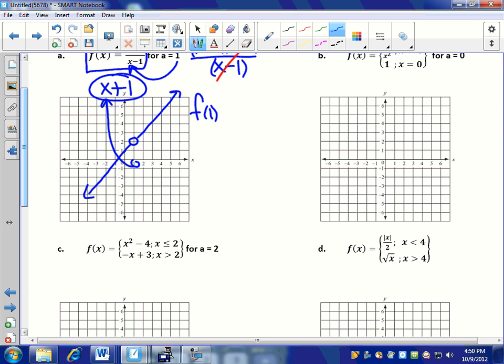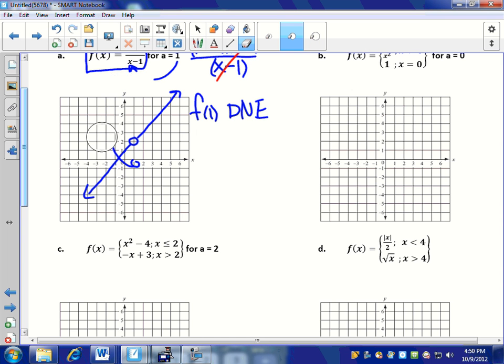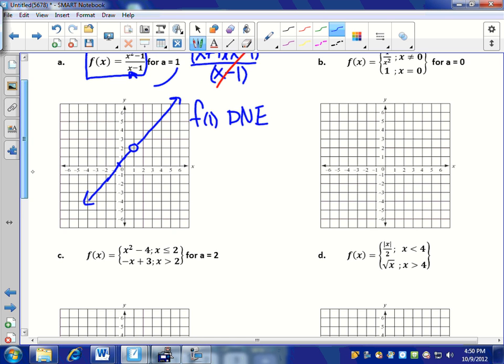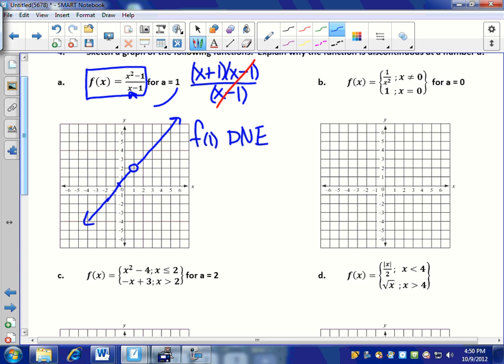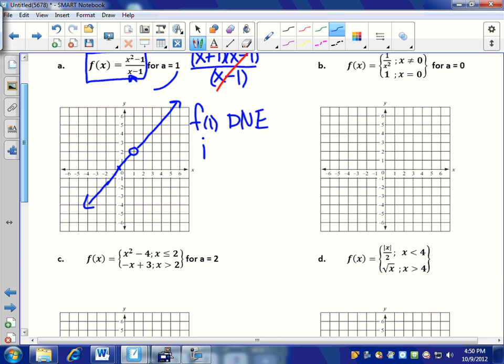F of 1 does not exist. He said, well, Mr. Gens, you said it does exist. No, that's what it wants to look like, except it doesn't. It has a hole right there. You can see it's got a hole, so therefore if I plug in 1, I get nothing by my first function. It's talking about the very first one, not what it wants to look like, but about the first one. So it fails the first requirement.